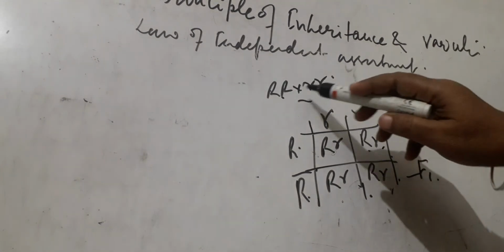Homozygous is when both genes are the same. Heterozygous is when genes are different. Monohybrid cross is when one pair of contrasting characters are crossed to each other. Dihybrid cross is when two pairs of contrasting characters are crossed to each other. Now test cross and back cross. Back cross is when the F1 generation is crossed with a parent. So that is back cross. And when the F1 generation is crossed with the recessive parent, that is test cross.